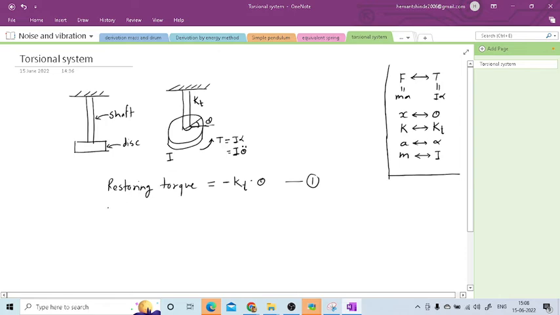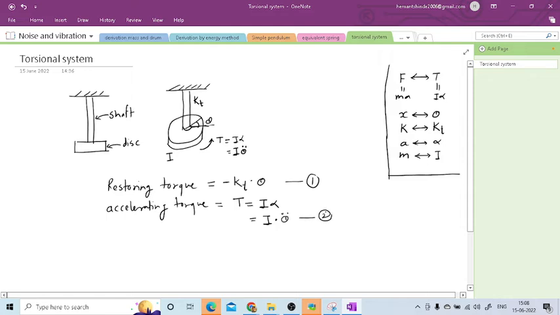Then the next one is the accelerating torque. In a linear system it was the accelerating force, and that accelerating force is nothing but F is equal to ma. So here the accelerating torque is T, and T is nothing but I alpha, and we can write I alpha as I into theta double dot. So this is equation number 2.